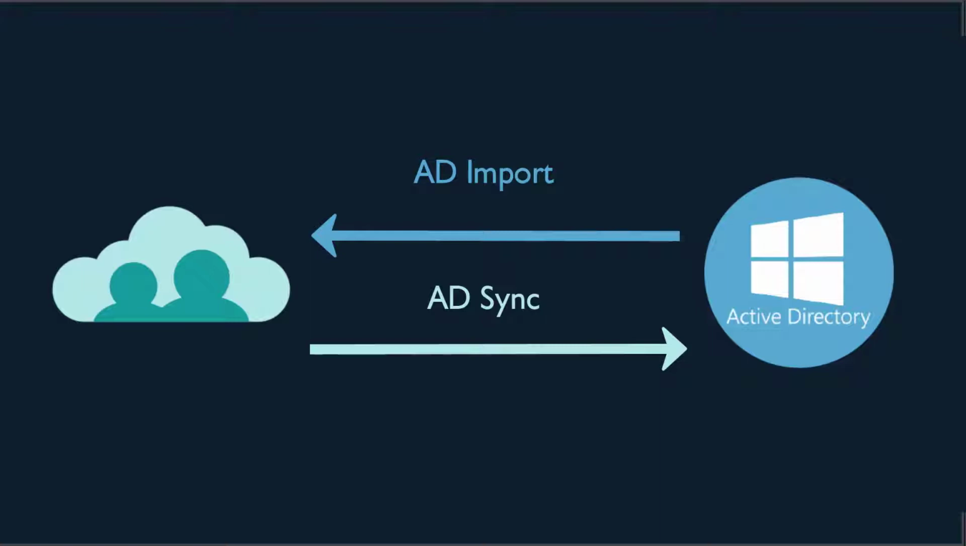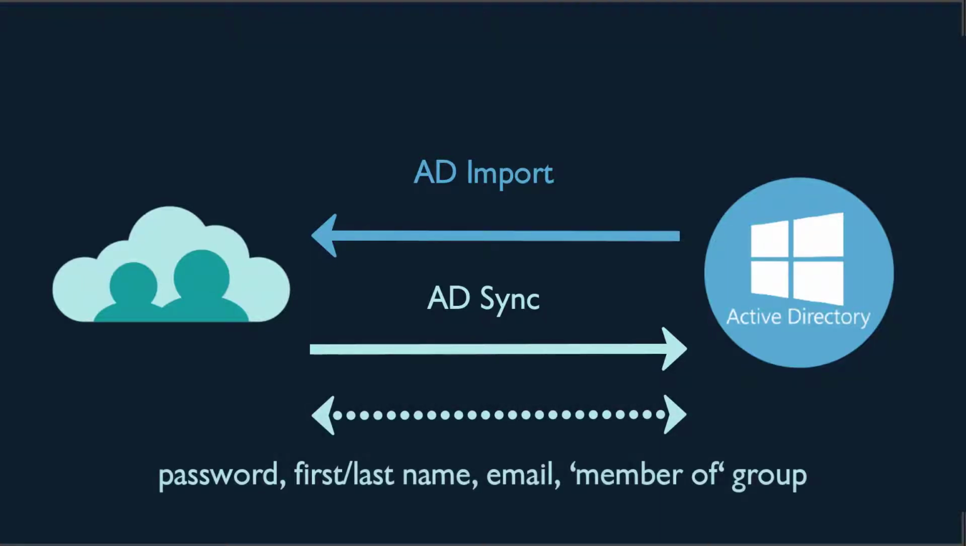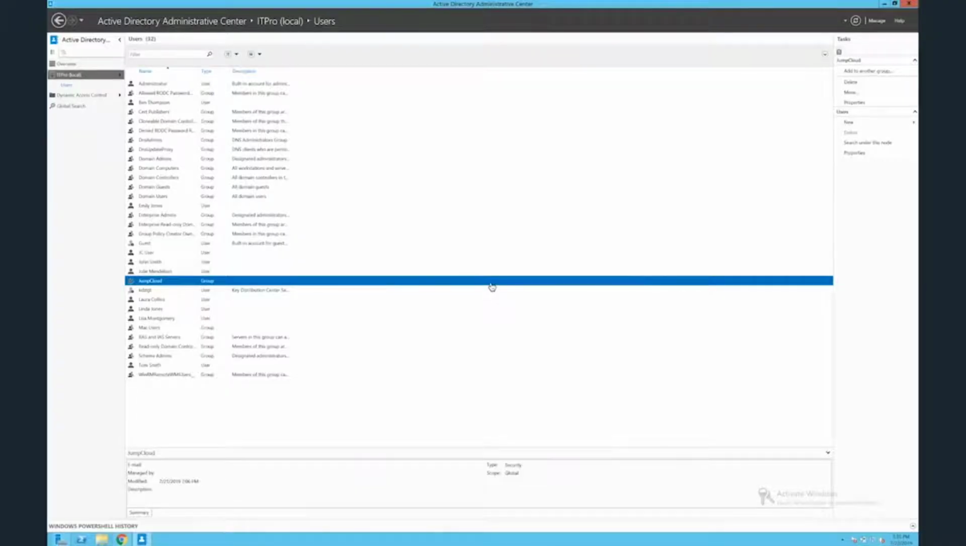The user attributes and password changes will be synced from JumpCloud back to AD. AD Sync supports password, first name, last name, email, and member of group synchronization bidirectionally. Let's take a look at the AD domain controller to see this functionality. In this example, on the domain controller, we have installed both of the agents, AD Import and AD Sync.